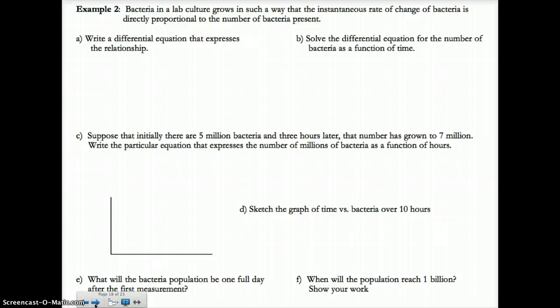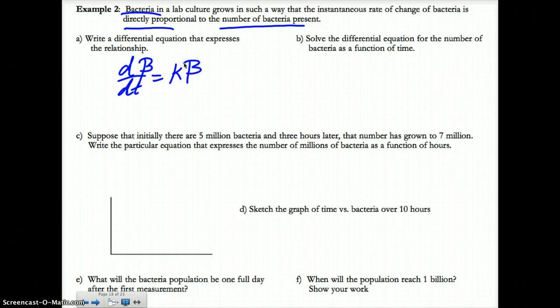All right, so I've got to cruise through here example 2, and then I will hopefully be able to finish this in the 3 minutes I have. So I have bacteria growing in a culture so that its rate of change, and I'm going to call that bacteria over time, is directly proportional to the number of bacteria present. That's my differential equation. It says solve it.